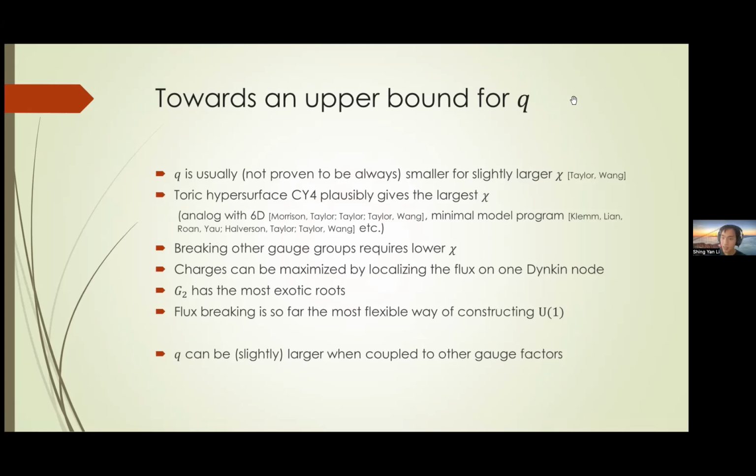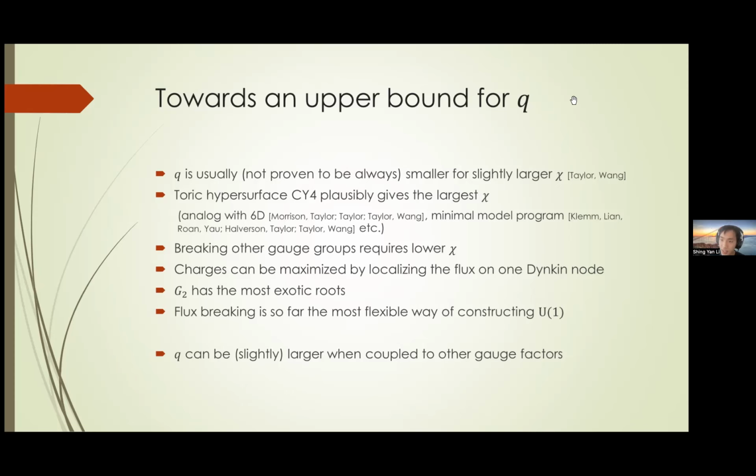So the first heuristic argument is that in all the examples that we look at, so the first question is, can we just pick a larger chi and do better? In all the examples that we look at, the answer is no. Q is usually smaller if we pick a slightly larger chi, but we are just looking at examples. We cannot rigorously prove that, because especially if we look at geometry with much higher H11, the analysis will be much more difficult. And the second question is, does the K-state base really give us the largest chi? And we, again, believe the answer is yes.